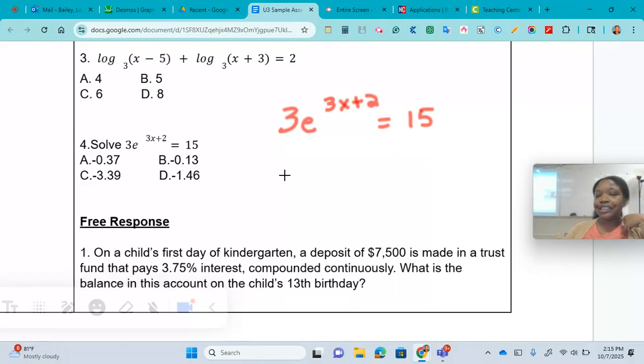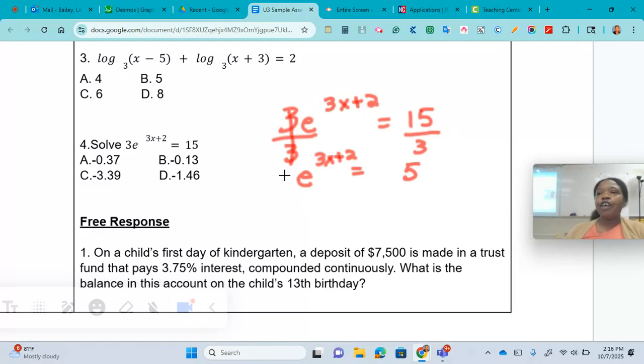What is further from the x on the same side of the equal sign? That 3. What is the 3 doing to the e? Multiplying, so I need to do the opposite and divide. What I do to one side, I have to do to the other. So e to the 3x plus 2 equals 15 divided by 3, which is 5. 15 divided by 3 is 5.